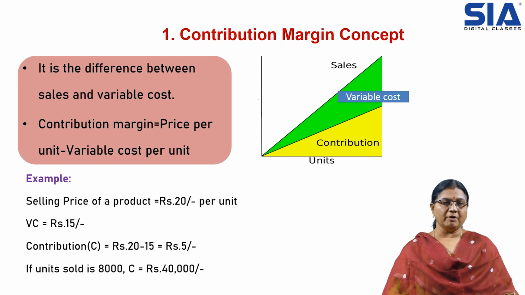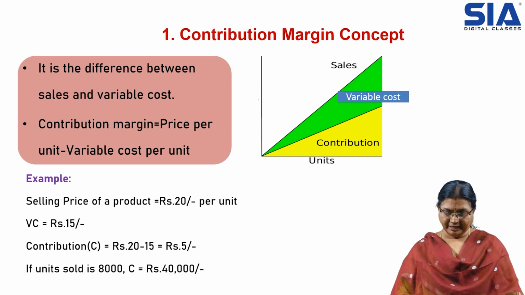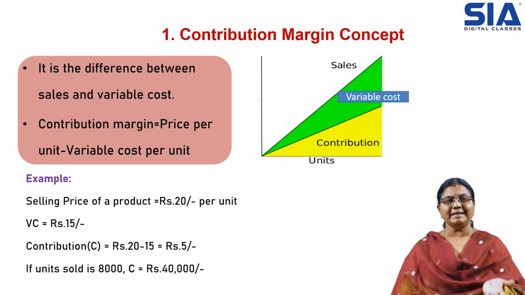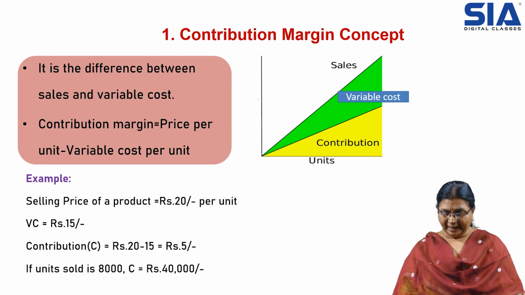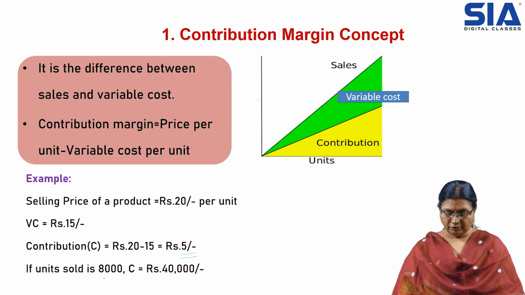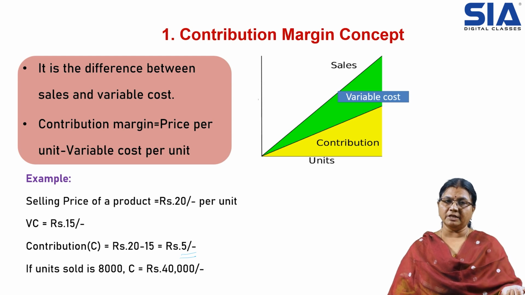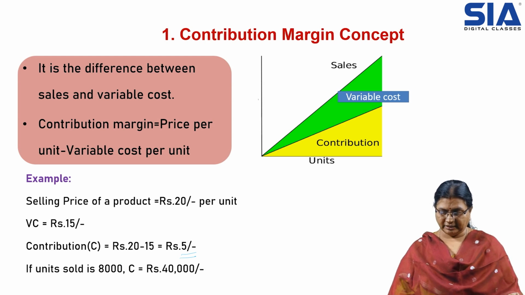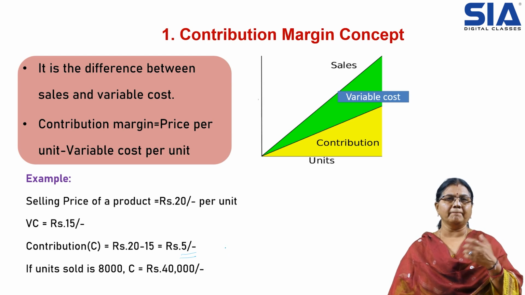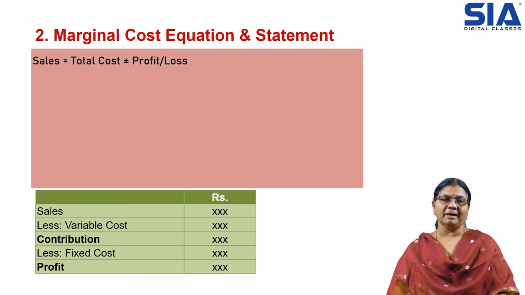You can see with the help of an example where selling price is given as 20 rupees per unit, variable cost is given as 15 rupees. Contribution is equal to selling price minus variable cost, which is 20 minus 15, 5 rupees contribution per unit. How many units did we sell? We sold 8,000 units. What is the contribution for 8,000 units? It is 40,000, that is 8,000 into 5 equals 40,000. This is how, with a simple example, we can understand the contribution margin concept.